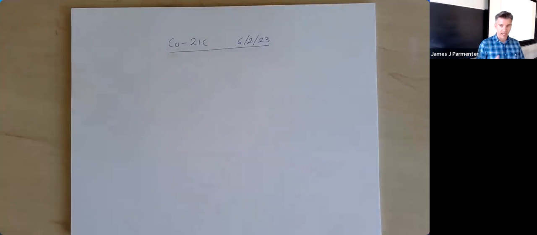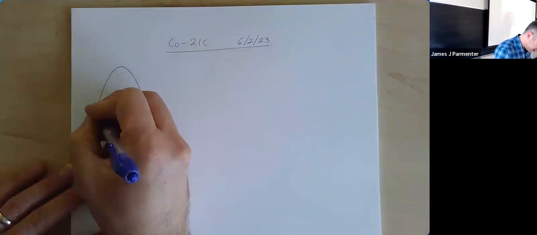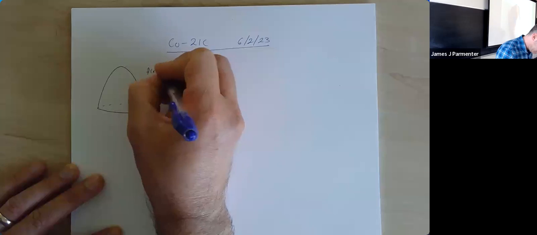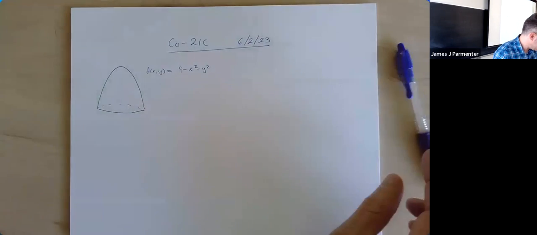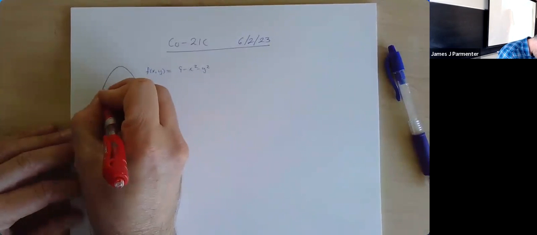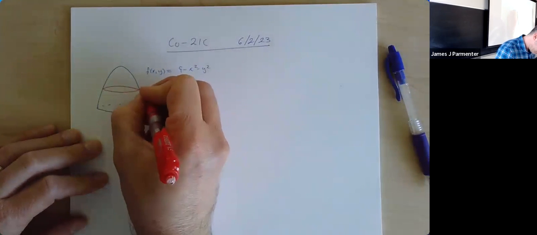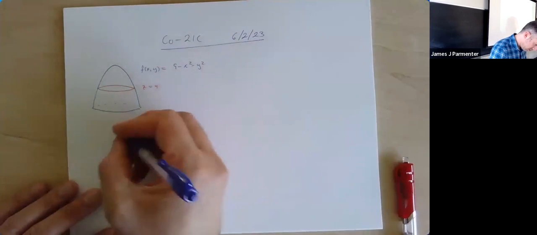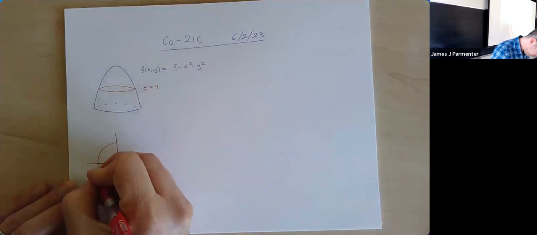To provide context, let's talk about one example and see where that really comes from. Here's the function we were looking at last time. It's this little mountain thing that I like to draw: f of x, y equals 9 minus x squared minus y squared. We're going to look at this level curve up here, where z is equal to 4, and I'm going to draw it down here in the xy plane. So here's my level curve.